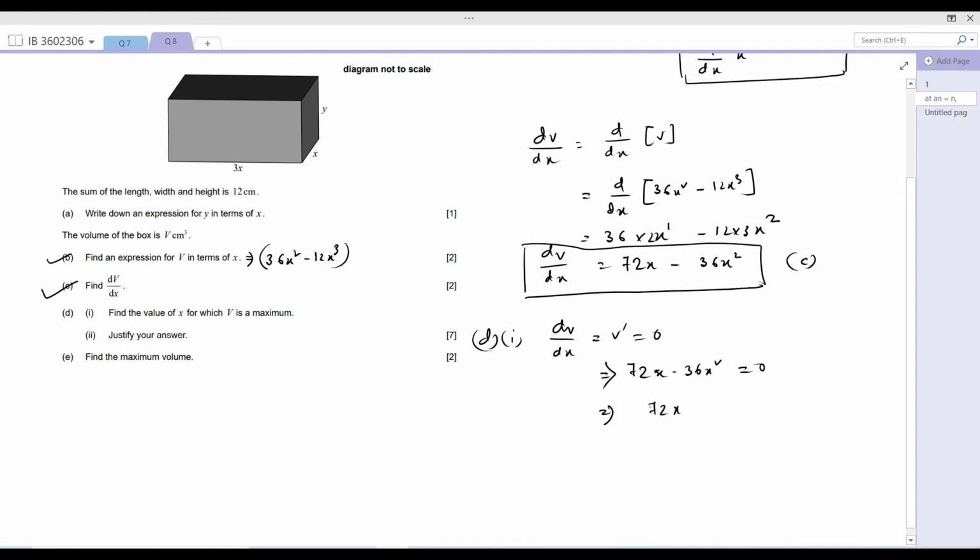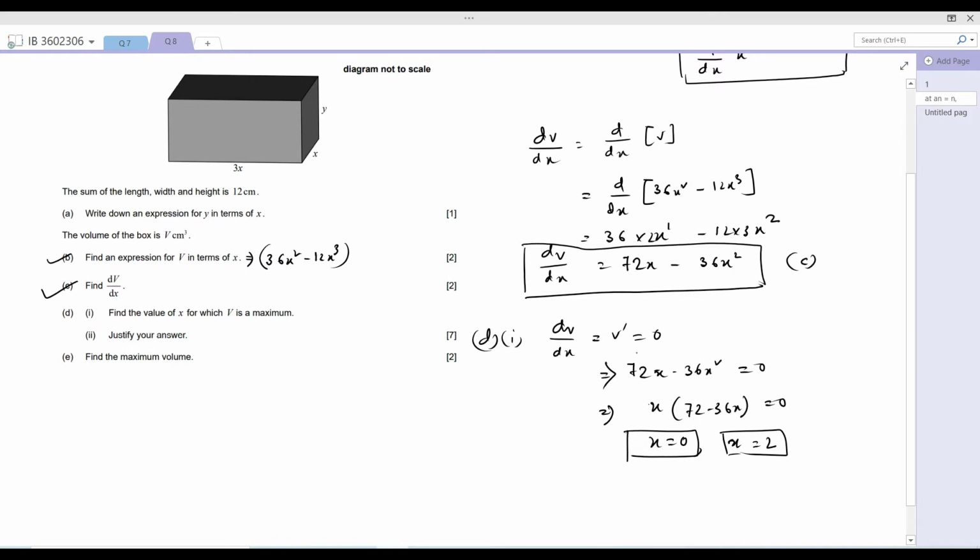So after calculating, taking x common, we get x times (72 minus 36x) equals 0. So either x equals 0 or x equals 2. From here you can see that at x equals 2 it will have the maximum value.